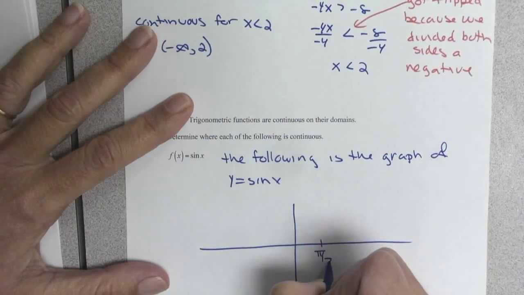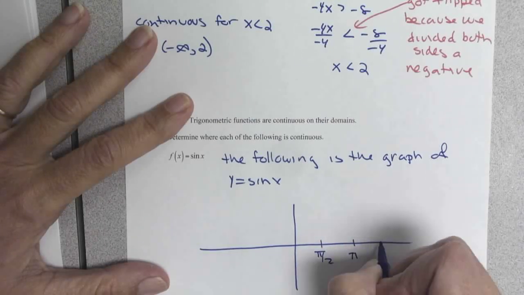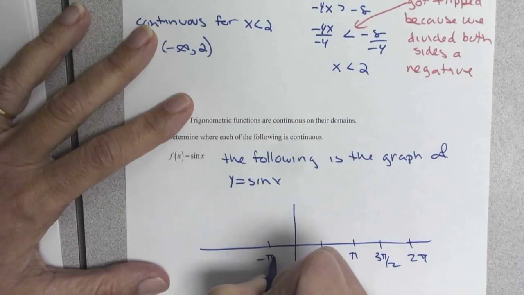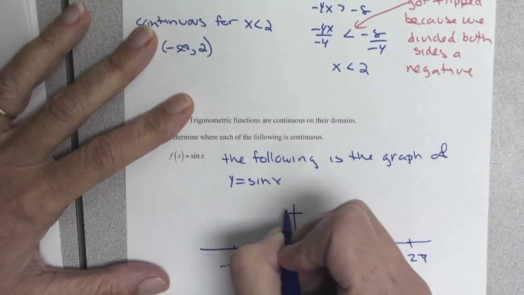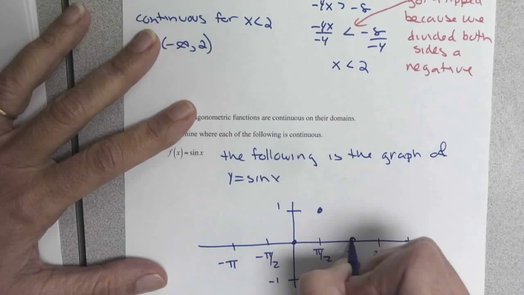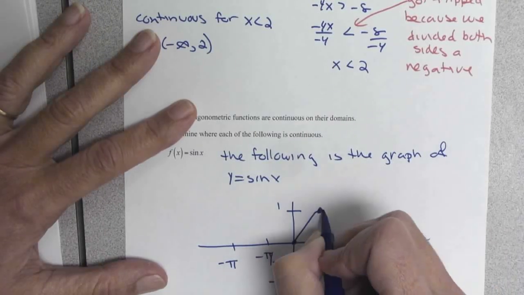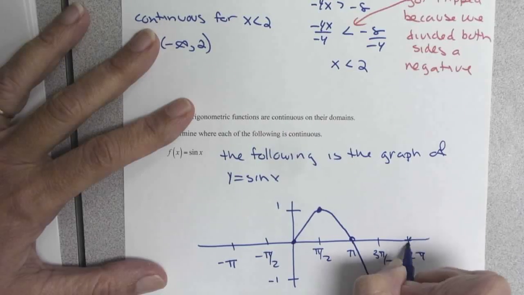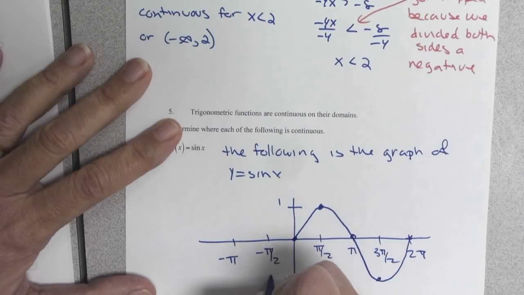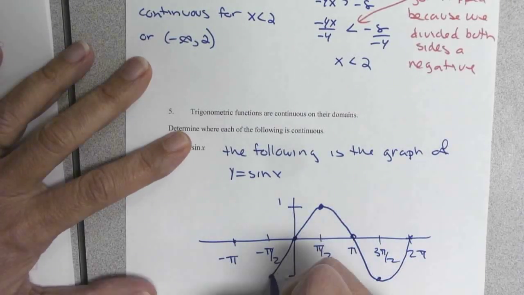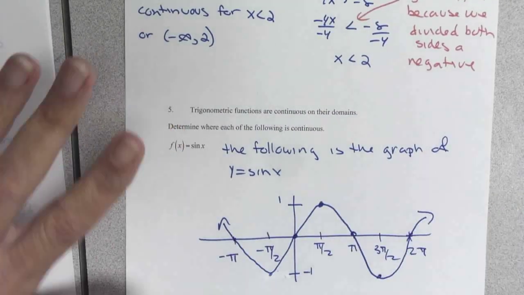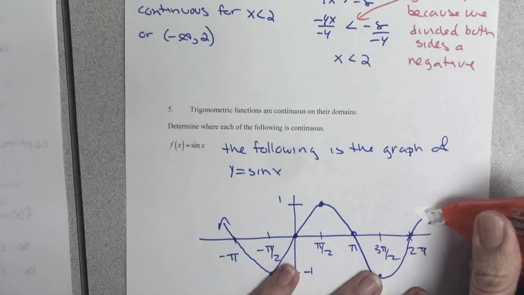So we mark pi over 2, pi, 3 pi over 2, 2 pi, negative pi over 2, negative pi, 1, negative 1. It starts out at 0, goes to 1, goes to 0, goes to negative 1, like that. And we'll put the negative 1 on the other side there. Then negative 1 and 0. And so there's my graph. And it goes on and on like that. We should all be familiar with what the sine graph looks like.